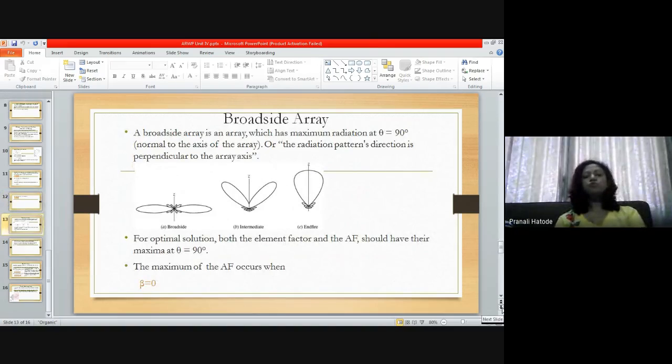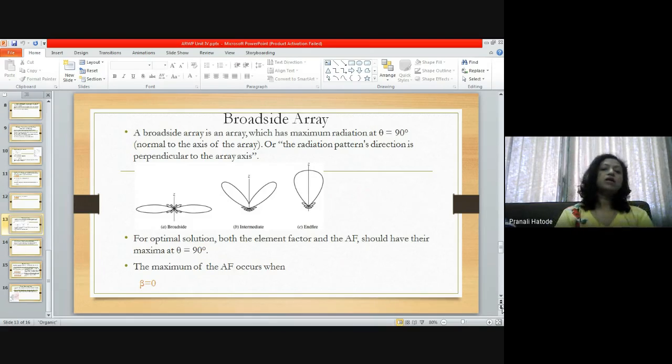Now, one of the most important parts of this topic is the broadside array. Let us understand what a broadside array is and what an end fire array is. These are two important radiating patterns or characteristics of arrays, and how we achieve the end fire and broadside arrays, we will be seeing in detail now.